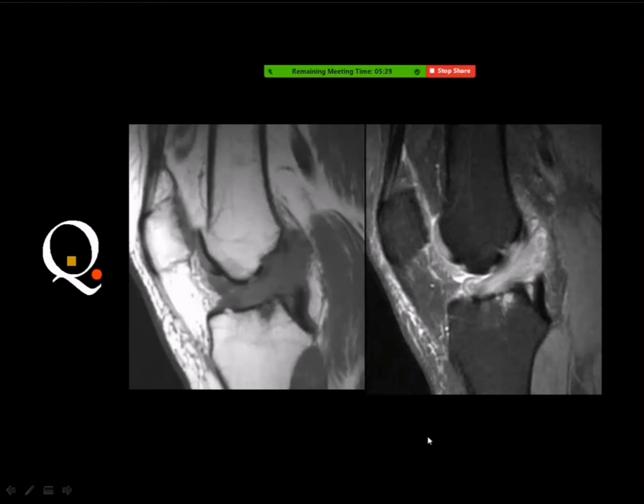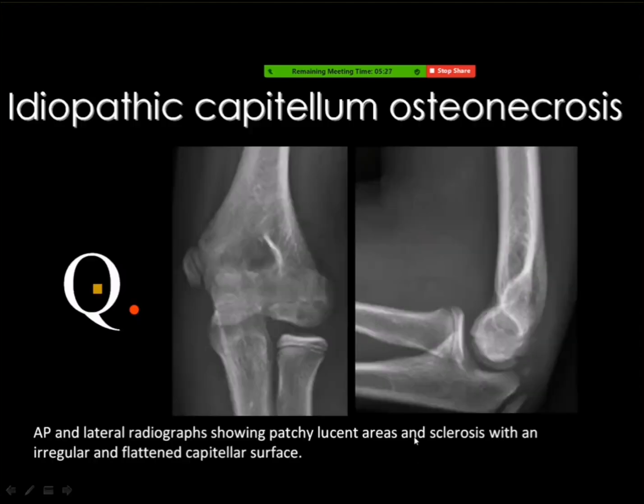Dr. Mamdouh, is it different from little league elbow? Yes, little league elbow affects the medial epicondyle of the humerus, but this affects the capitulum of the humerus. The variant of little league which affects the capitulum isn't like it?